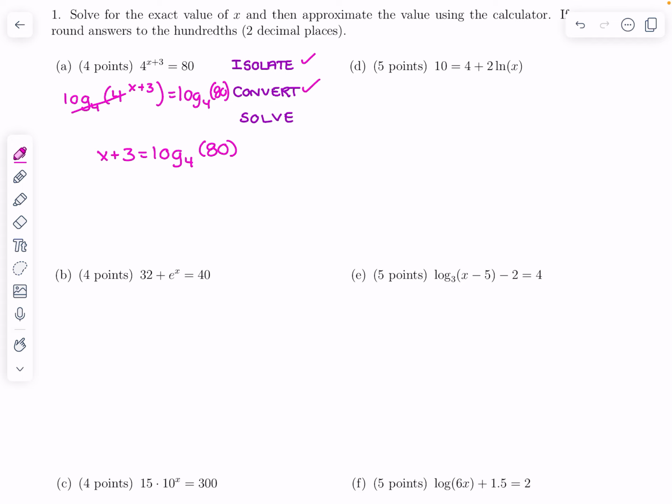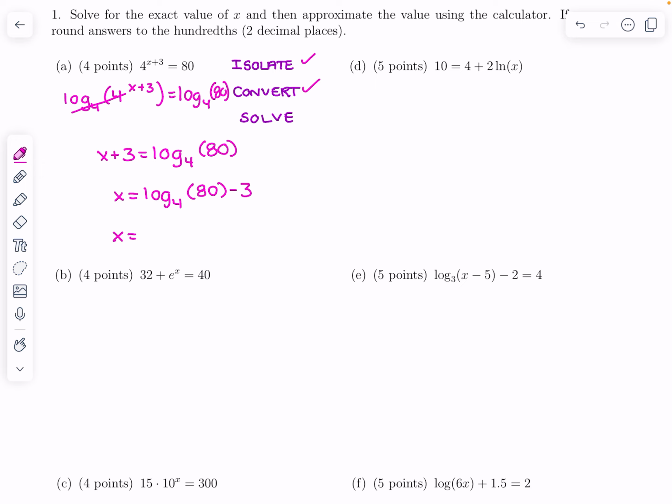So to get x by itself, we're going to subtract 3 from both sides. So we'll get log base 4 of 80 minus 3. That's our exact answer. We're also going to find a rounded answer to the second decimal place, the hundredths.